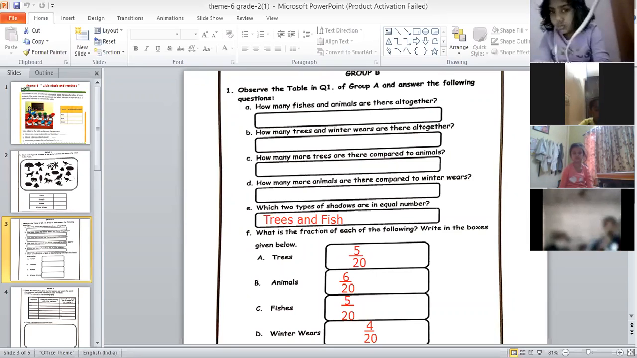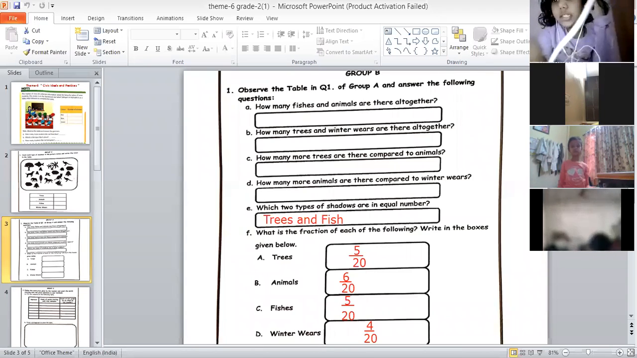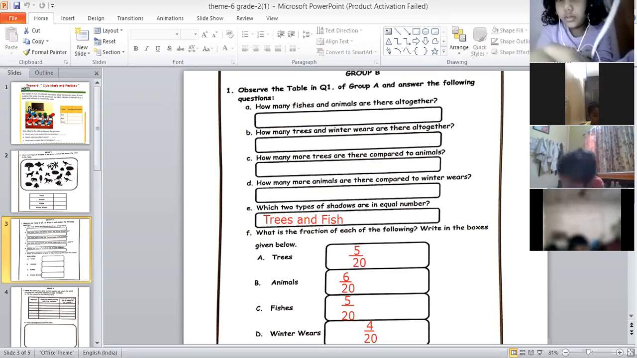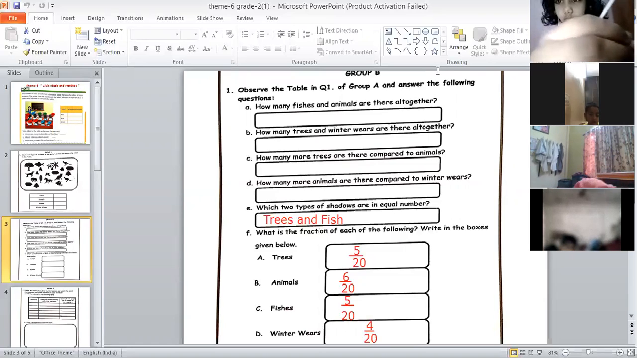Aliza, unmute yourself and read these fractions quickly. Yes, ma'am. 5 by 20, 6 by 20, 5 by 20, 4 by 20. Okay, thank you. Yes, children, you all should know how to read the fractions. Again and again, I'm repeating this thing. Please learn how to read fractions. Okay, fine. So I'll clear this and we'll move ahead now.